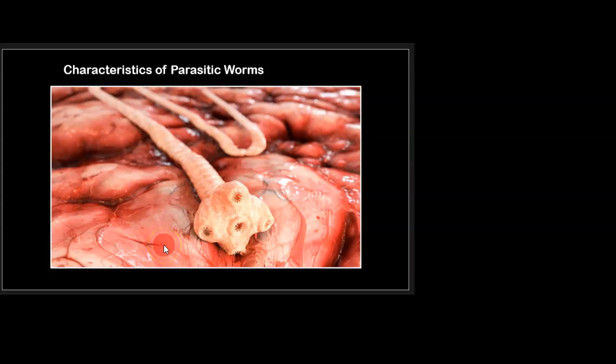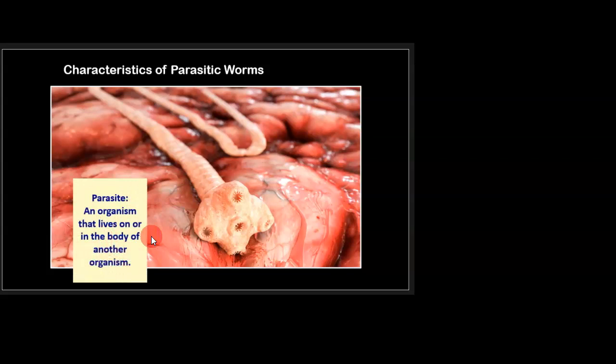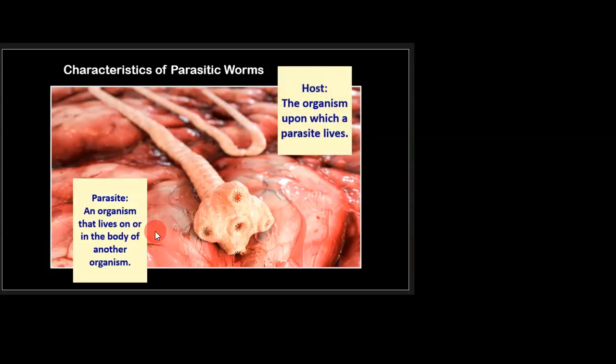For the beginning, I'm going to talk just specifically about parasitic worms. And then I'm going to give you some specific information about one of the kinds of parasitic worms called a fluke, which is also a type of flatworm. So first, we already know from our Padlet that we did that a parasite is an organism that lives on or in the body of another organism. So if it's on the body, it's an ectoparasite. If it's in the body, it's an endoparasite. And then a host is the organism upon which a parasite lives.